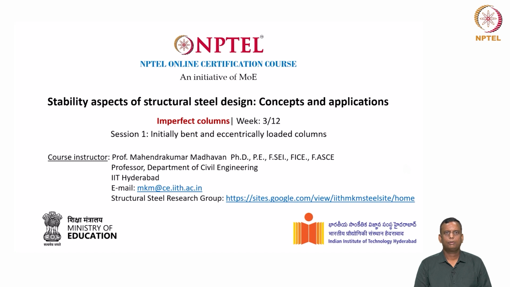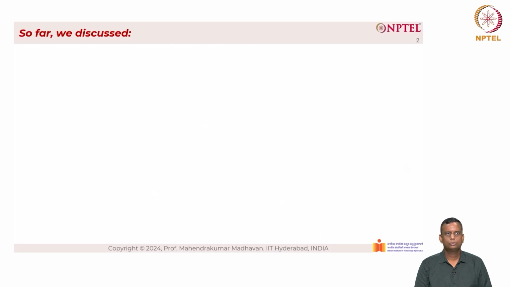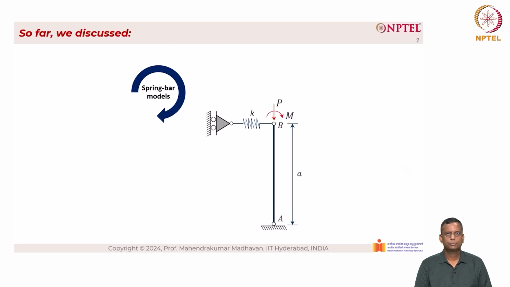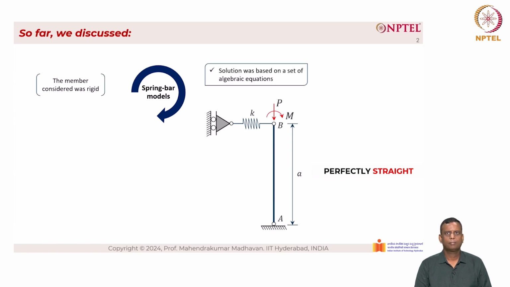Let us continue our conversation on stability. Today, we will be talking about initially bent and eccentrically loaded columns. So far, we have discussed spring bar models, where the bars were perfectly straight, the member was considered as rigid, and the solution was based on a set of algebraic equations.